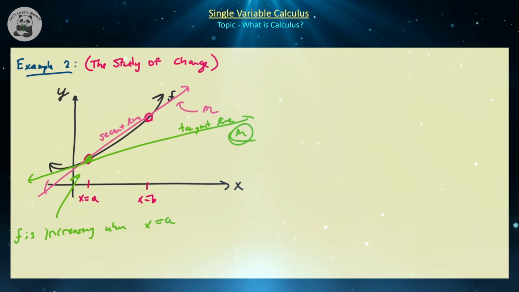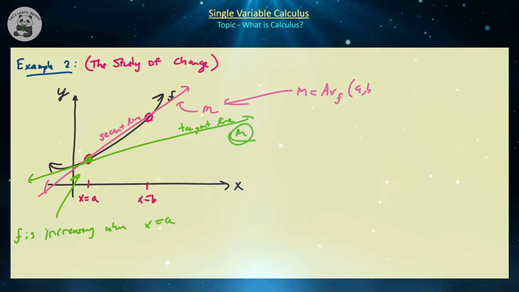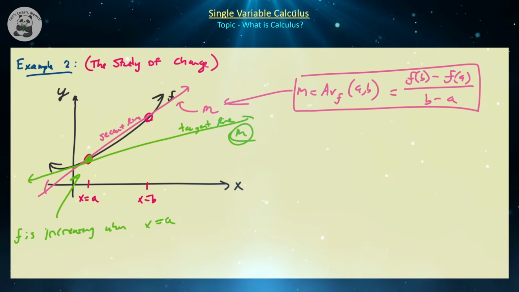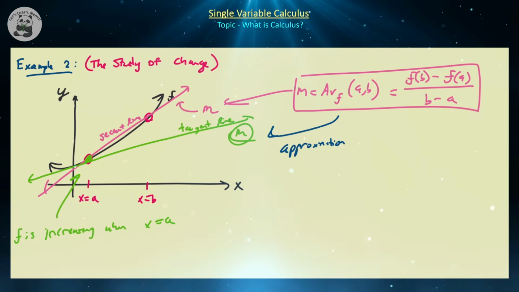Well, for the slope of the secant line, we actually know a way to calculate that, right? The slope for that secant line can be found by doing the average rate of change of the function on that particular interval, which we should already know to be equal to f of b minus f of a, all divided by b minus a. So for this particular function, the slope of that secant line is equal to the average rate of change, and this can be used as an approximation for the slope of that tangent line.